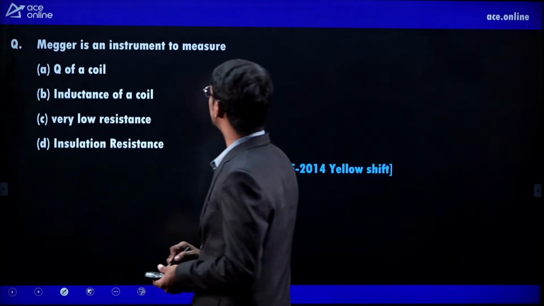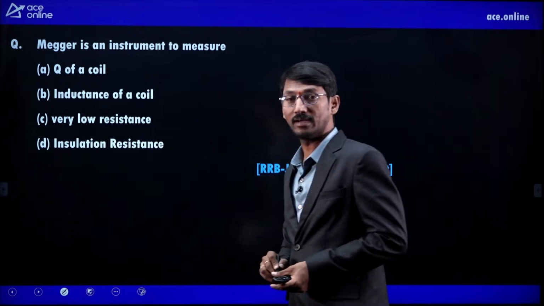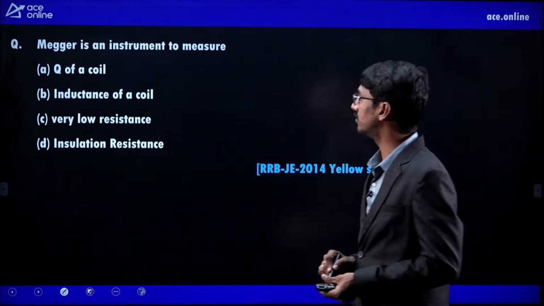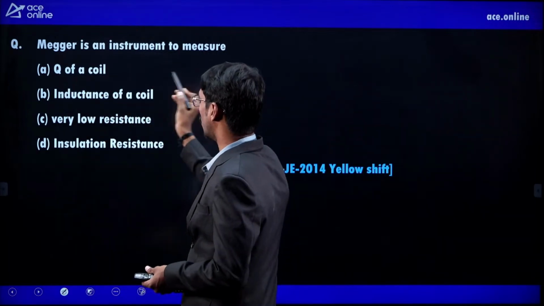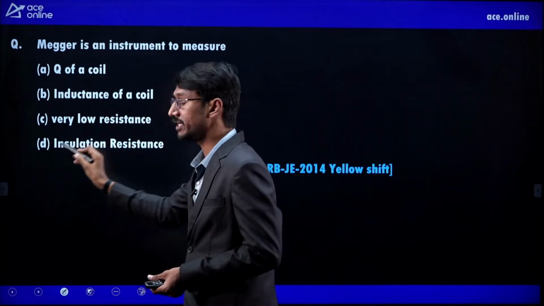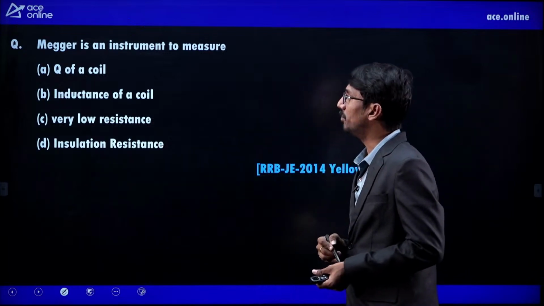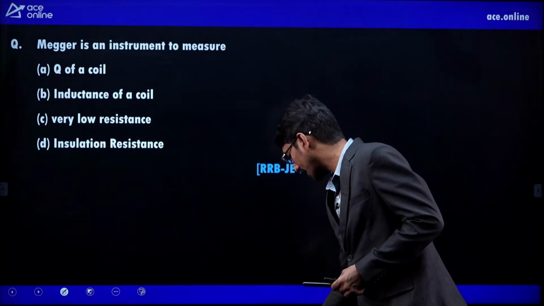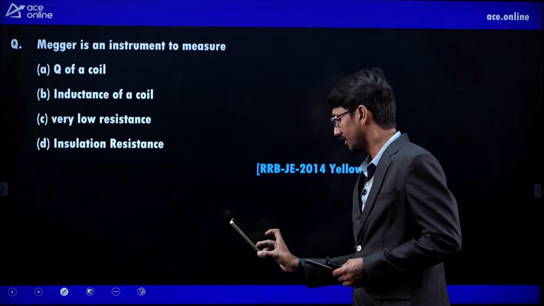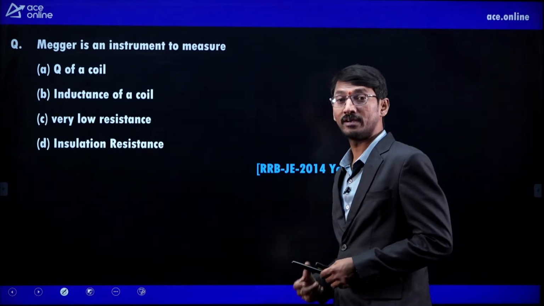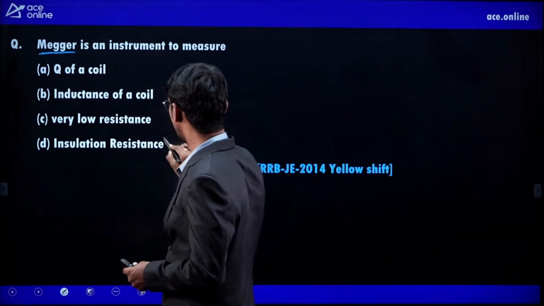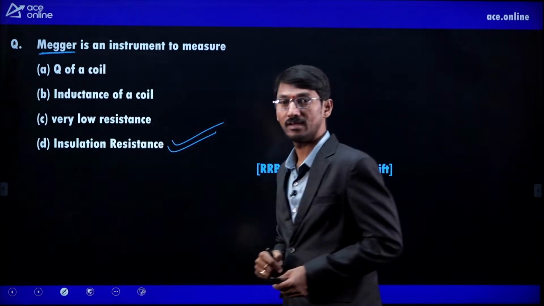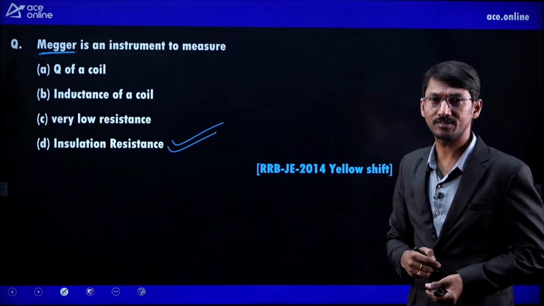Megger is an instrument to measure what? Quality factor of the coil, inductance of the coil, very low resistance, insulation resistance. Tell me, Megger is an instrument for which purpose? Megger measures high resistance, nothing but insulation resistance.